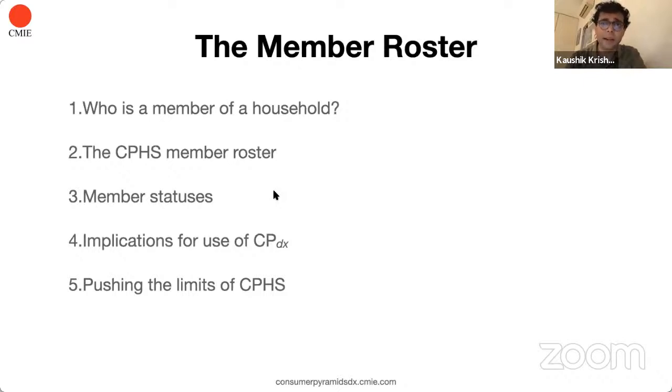And then 5, I'm going to talk to all of you about how the limits of the data that are collected in CPHS are getting pushed by researchers and how everybody can benefit from this.